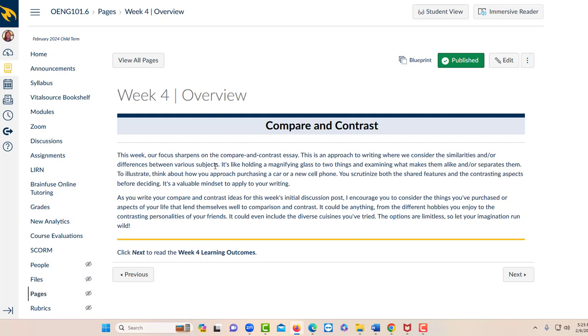To illustrate, think about how you approach purchasing a car or a new cell phone. You scrutinize both the shared features and the contrasting aspects before deciding. It's a valuable mindset to apply to your writing. As you write your comparison-contrast ideas for this week's initial discussion post, I encourage you to consider the things you've purchased or aspects of your life that lend themselves well to comparison-contrast.